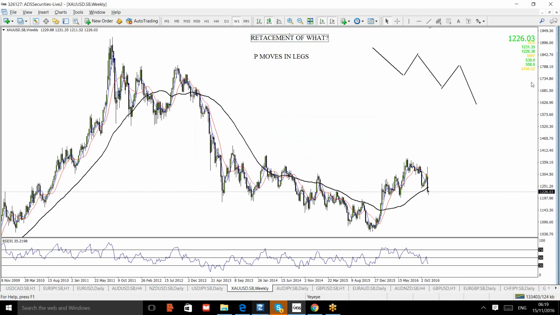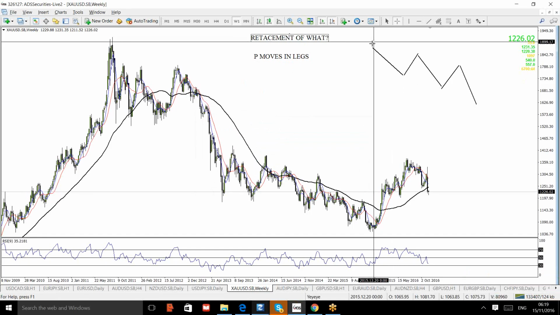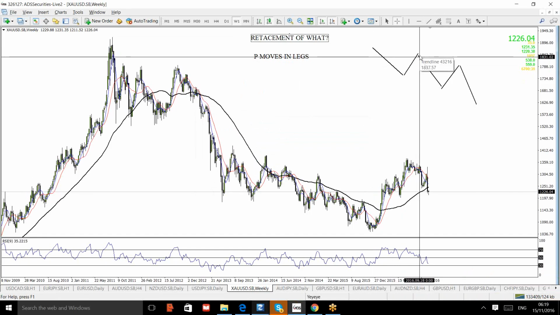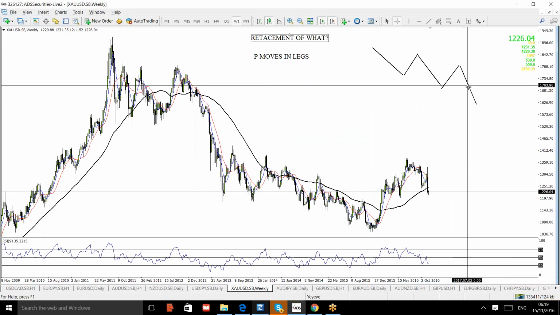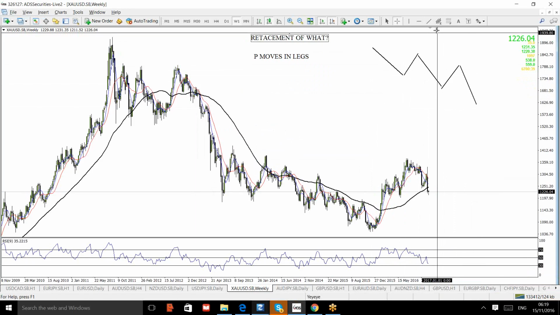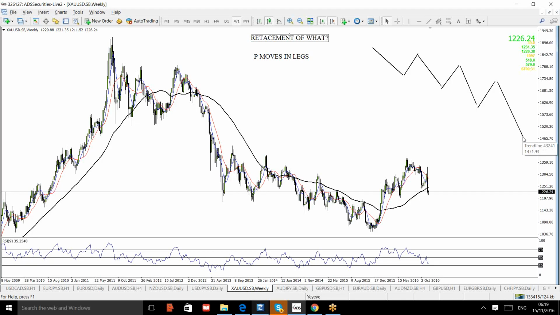You guys agree, right? The price moves in legs. Now I'm going to show you what a leg is. Each of these is a leg. Does it make sense? So price moves in legs. All of these are legs.